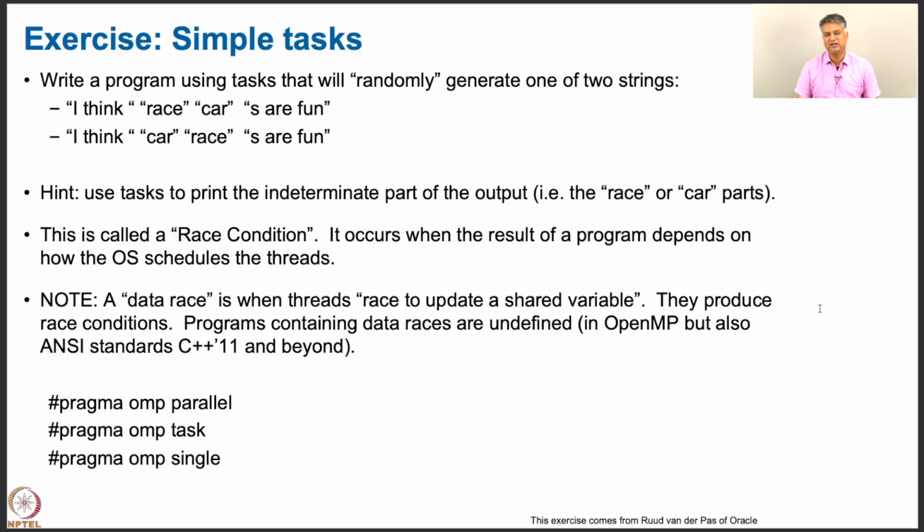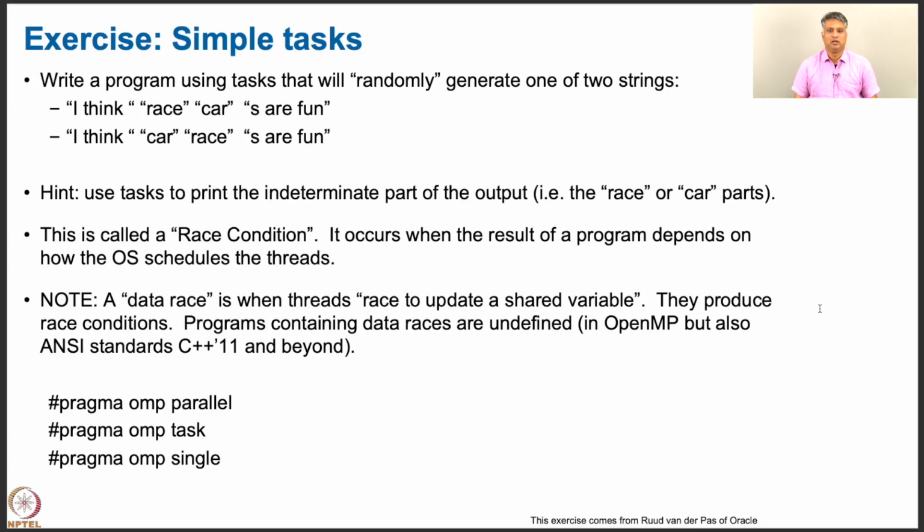The first thing that we need to figure out is that there is only one indeterminate part of the output: whether we put the word race before car or whether we put the word car before race. Ironically, this is also called the race condition. It occurs when the result of the program depends on how the operating system schedules the threads, and it cannot be determined a priori. There is no definite output for this program. It is one of the 2.